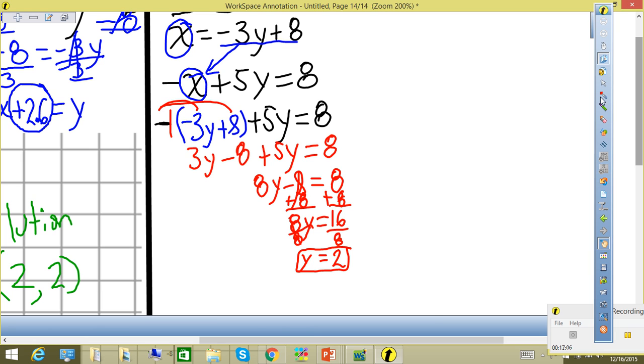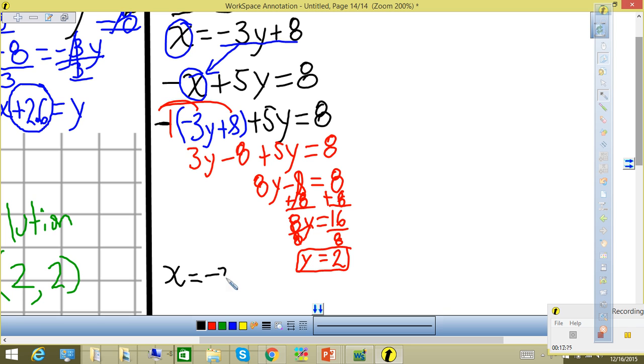Dylan? Which one do you want to use? Substitute that into one of the equations, and they want to use the first one, so I write x equals negative 3y plus 8. Stop throwing stuff. And instead of y, we're going to substitute in there 2. So this is x equals negative 3 plus 8.